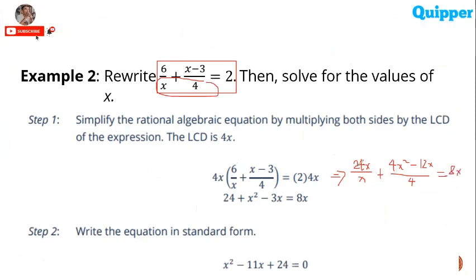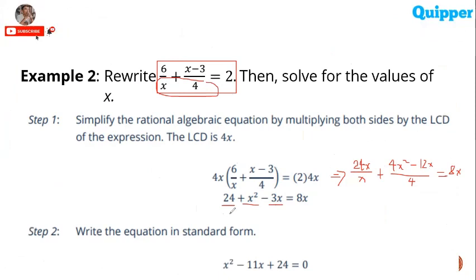Then you need to simplify. 24x divided by x is 24. 4x squared divided by 4 is x squared. Negative 12x divided by 4 is negative 3x equals 8. Then you're going to write it in its standard form.